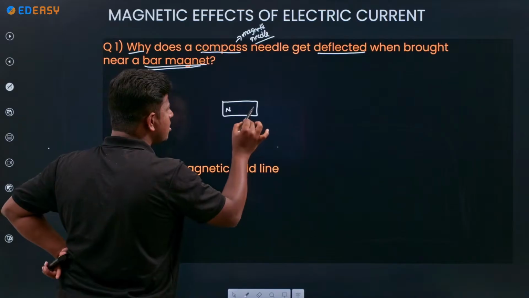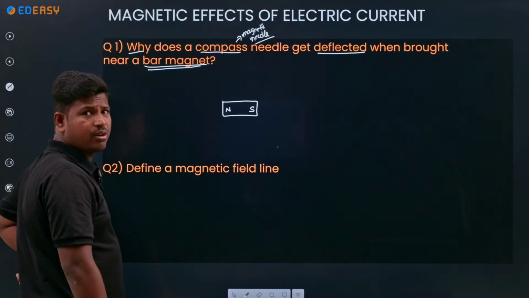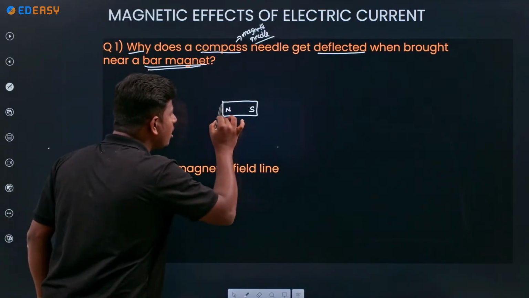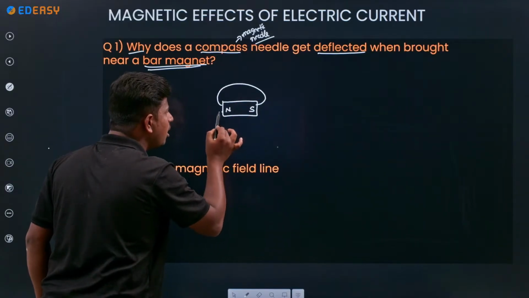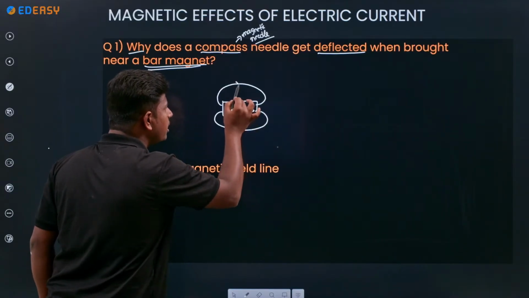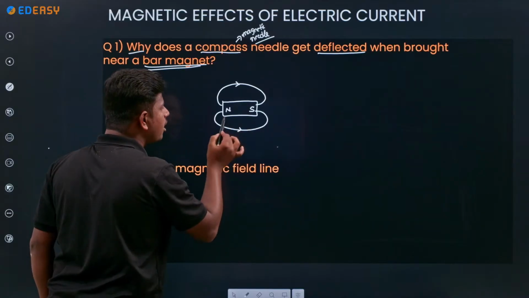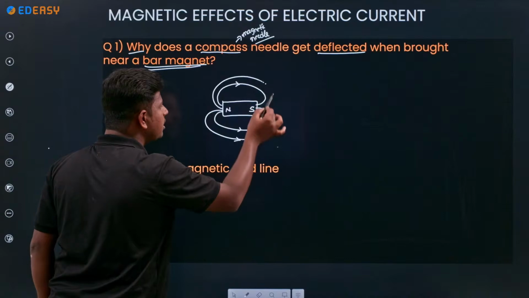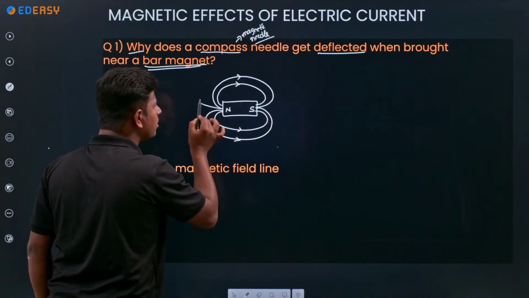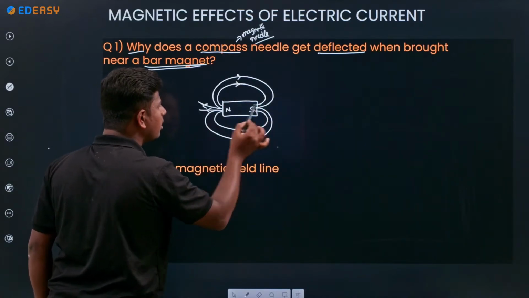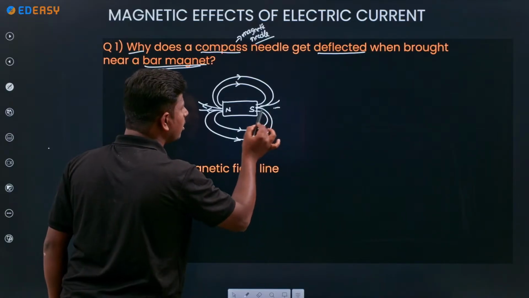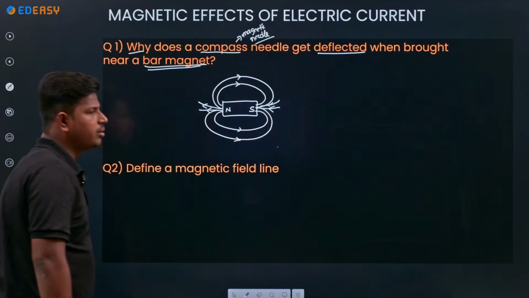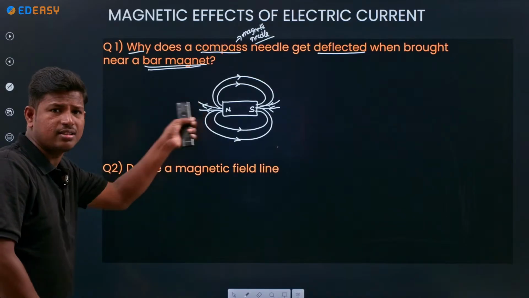North pole is there, south pole is there. Where to where will the field lines be? North pole to south pole. The field line is like this. This is the field line, right?